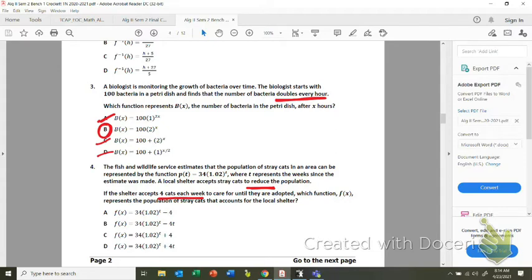So, the two things that we have underlined, the word reduce and 4 cats each week. Not just 4 cats, one time, but every week we're doing that. So we're looking for one that has a subtraction sign because it says reduce. So which two can we mark out? C and D. Now between A and B, which one tells us 4 cats each week? B, because what does it tell you up here? T represents the weeks.